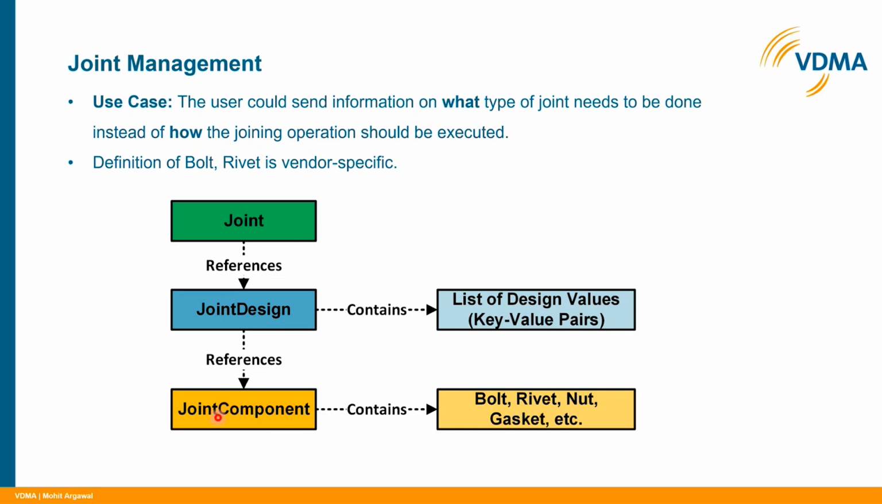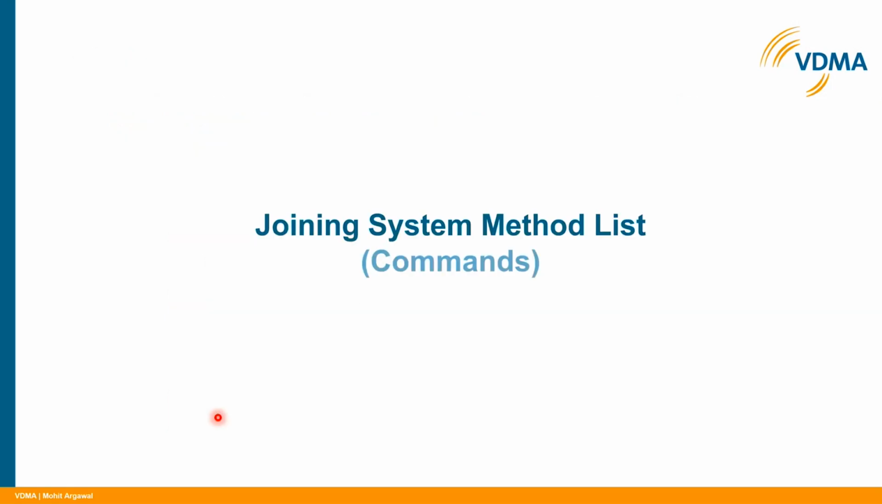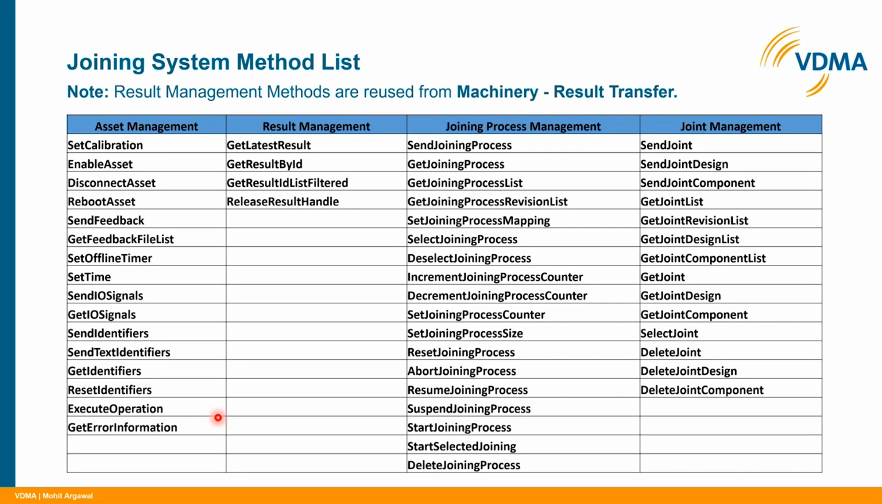So this is the first time we are introducing joint management in a standardized way, and this will have additional improvements based on the feedback we receive. With this, we cover the primary use cases which are defined in the joining system specification. And then this slide describes the set of methods. I was talking about commands, use cases, and so on, right? So we have defined around 40 plus commands for different use cases.